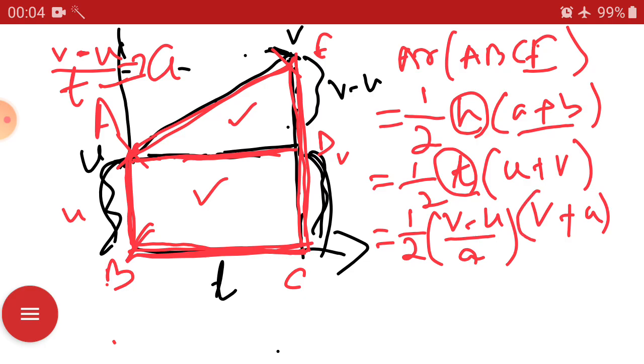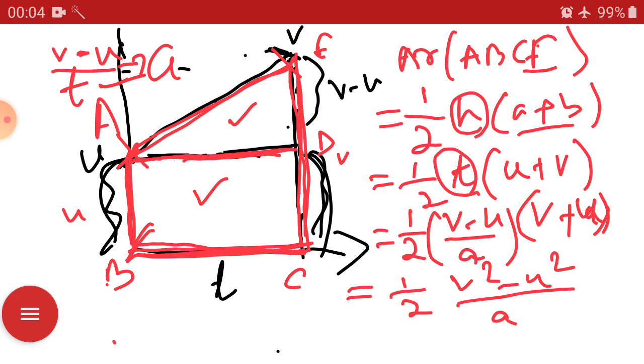Now you can see in the numerator, (v plus u) into (v minus u). So you know this formula: (a plus b) into (a minus b) is a square minus b square. The same formula we will use, so (v plus u) into (v minus u) will be equal to half into, okay, v square minus u square by a. And what is the left hand side? The left hand side is the area of the trapezium ABCE.